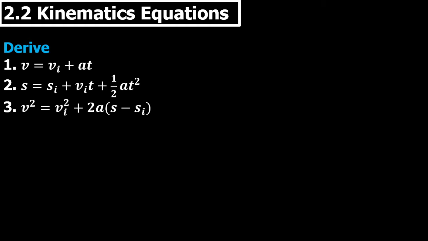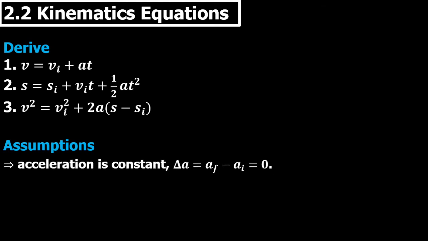Before we begin, I would like to lay out three assumptions. We need to know what framework we are working with. The first assumption is that acceleration is constant. That means delta a is 0. There is no change in the acceleration from the beginning until the end. At no point of the motion does the acceleration change.